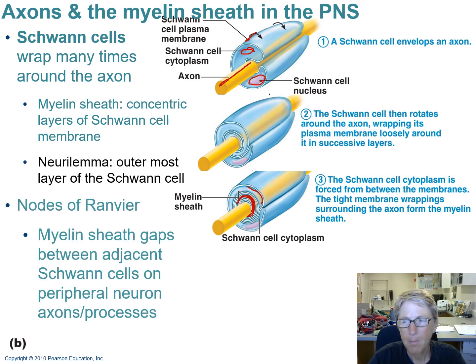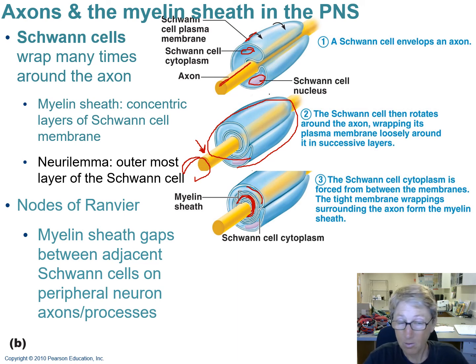And then it doesn't show it in this cartoon, I don't think, but anyway, here's one Schwann cell, and then there'd be another Schwann cell down here, and then there'd be this little node, this little area where there was not a Schwann cell, and they call that a node of Ranvier, and it's just a gap between adjacent Schwann cells on a peripheral neuron axon.